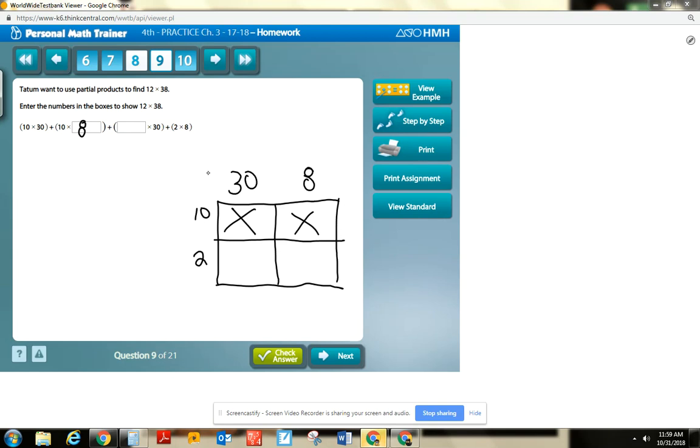Now I need to do something times 30. Well, I've already done the 10. I don't need to do that again. So it would be 30 times 2, or 2 times 30. And then here we go. 2 times 8. Got that done. So you're really just showing how you're finding the partial products. You don't have to actually find the exact answer. Just kind of that equation, those steps in it. Putting those X's is a good way to just be like, oh, yep, I've done this partial product. I've done that partial product.